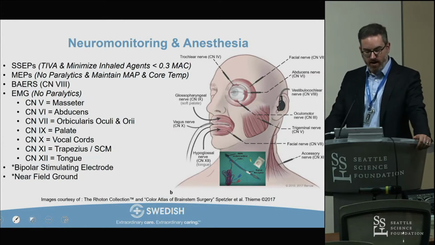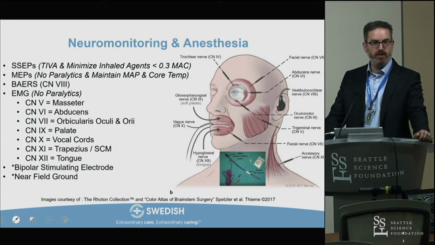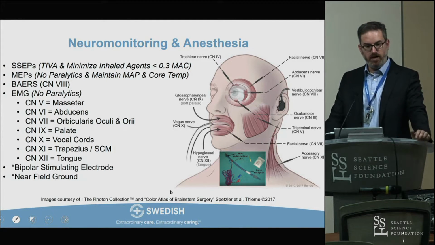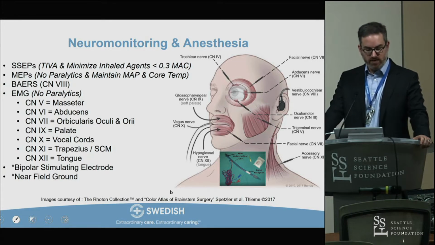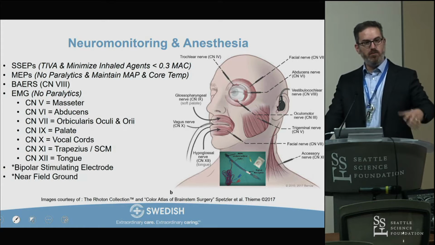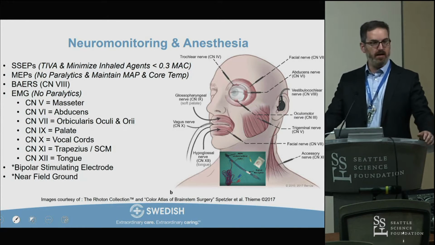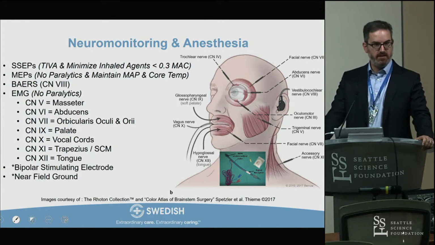So speaking of monitoring, especially when you're going into the brainstem itself, they should be heavily monitored, right? So routinely, they're all going to get SSEPs, MEPs, and BAERs. And things to keep in mind, especially if you're working with an anesthesia team that isn't used to doing this all the time: for SSEPs, you want to be more heavily weighted towards an IV anesthetic, less towards an inhaled anesthetic. So typically, you want to keep it below 0.3 MAC, as opposed to total inhaled where you're up at 1 MAC.